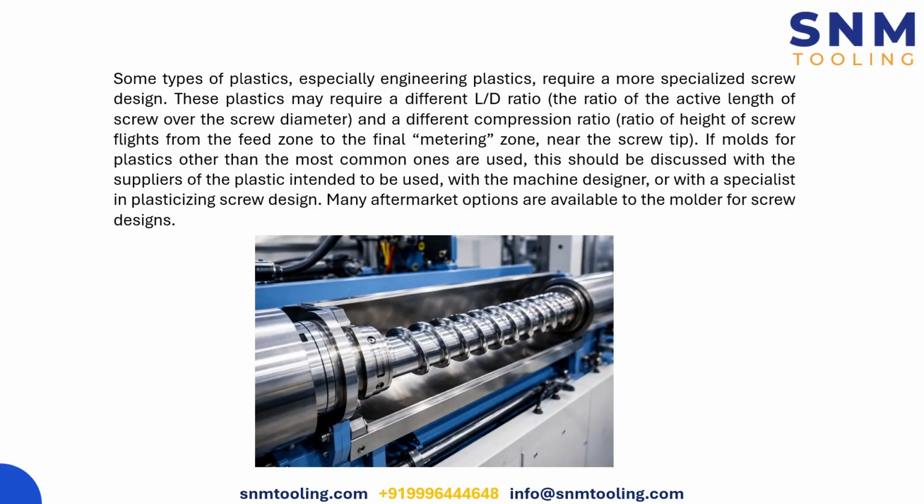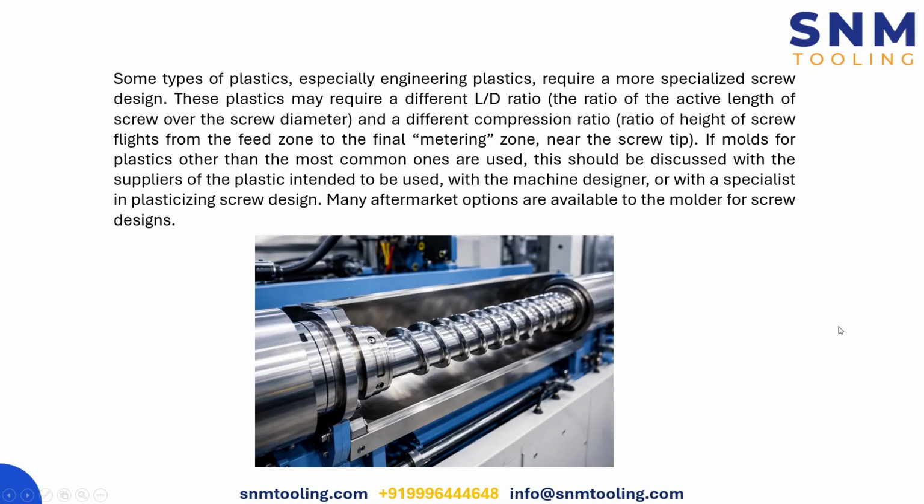So a compression ratio anywhere between 2 to 2.5 is suitable for heat sensitive materials. And again, as we go towards the higher side, anywhere between 2.5 to 3, that is the general purpose screw, and for some plastics which are crystalline plastics, like polypropylene or polyethylene, it can be as high as 3 to 1 to 4 to 1, right?